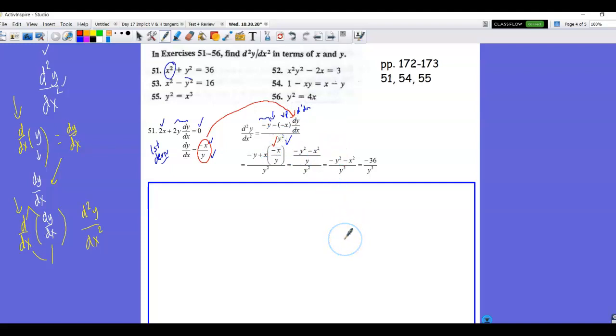That goes there. Now the rest of this is an exercise in algebra. So how did I get to this step right here? I had negative y plus, I'm going to multiply the x times the negative x, and that gives me negative x over y. So that's just what happens so far with that first term. I distributed the negative x.